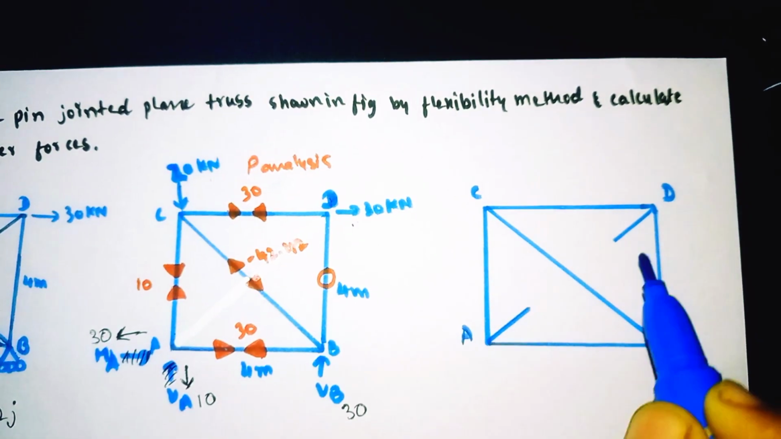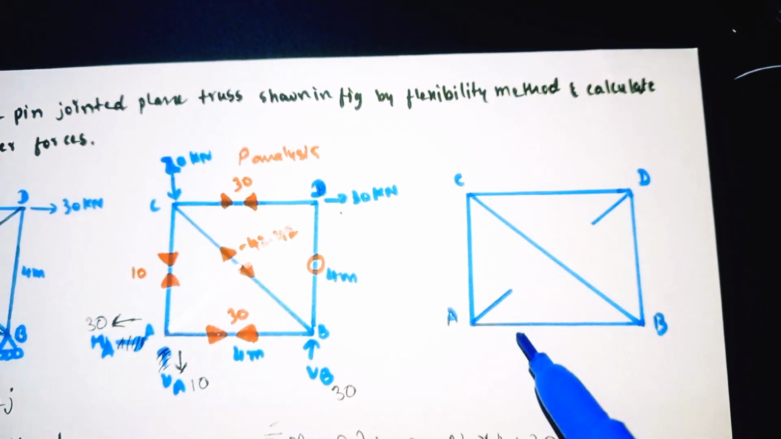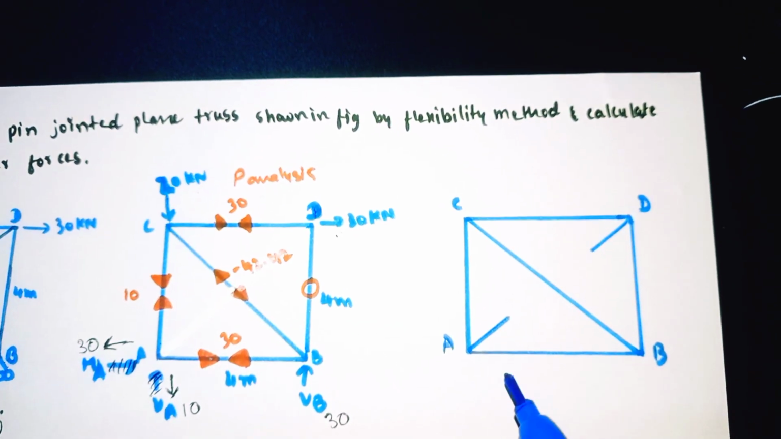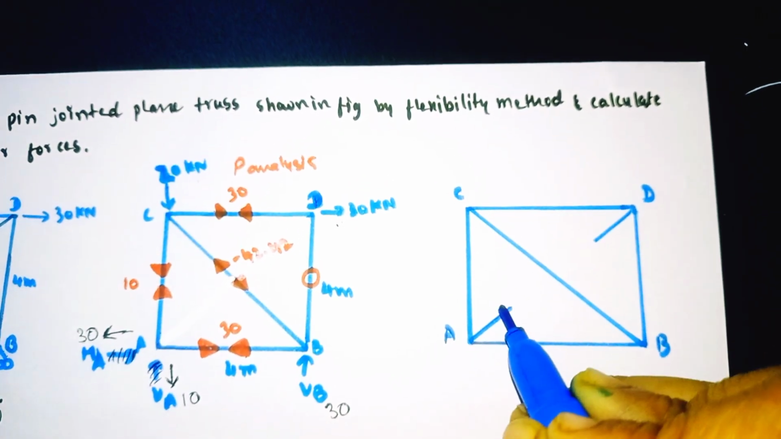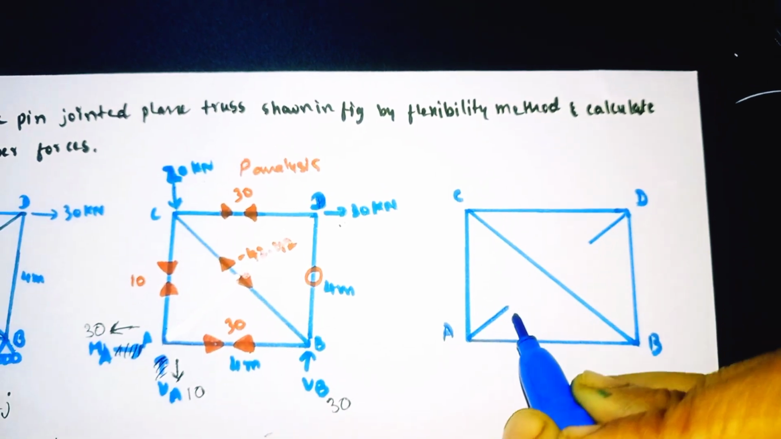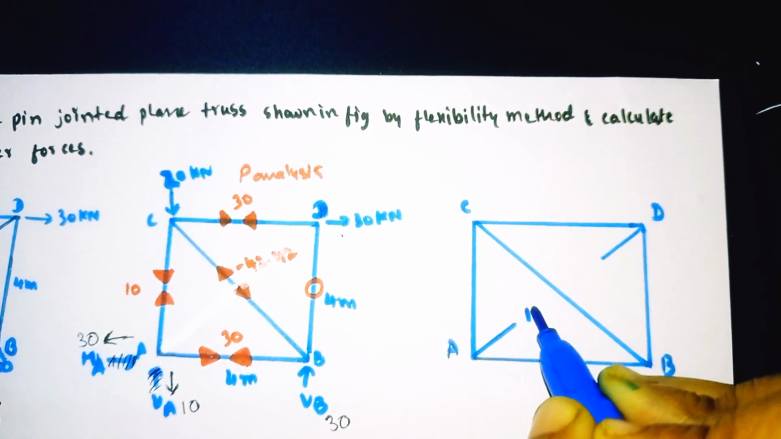See here, I have removed all the external loads, that is nothing but 20 kilonewton and 30 kilonewton. We need to apply only the unit load of 1 kilonewton. Whenever you apply the unit load, the direction should be away from the joint. Our AD we have taken as the redundant, so we need to apply a unit load of 1 kilonewton here.